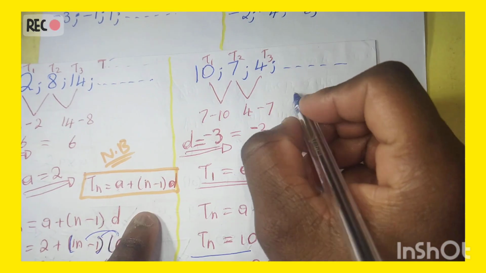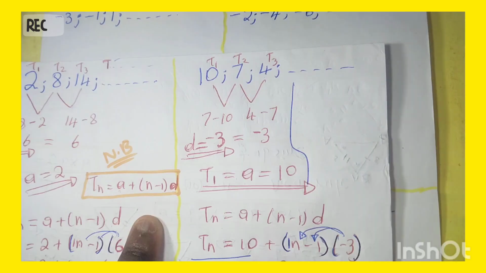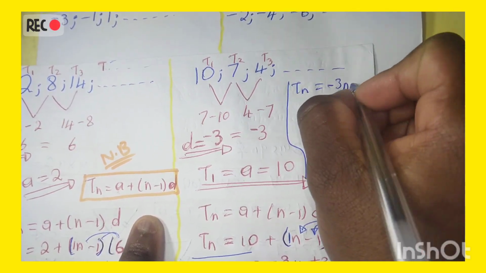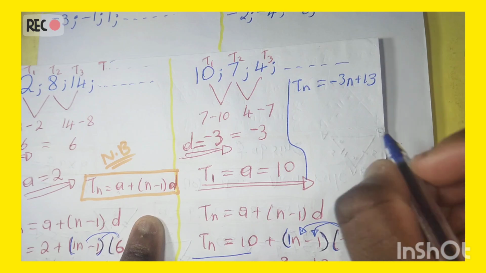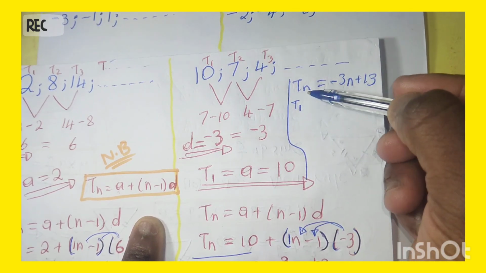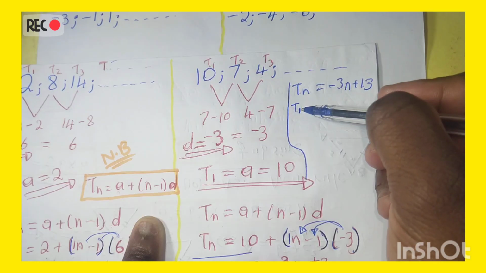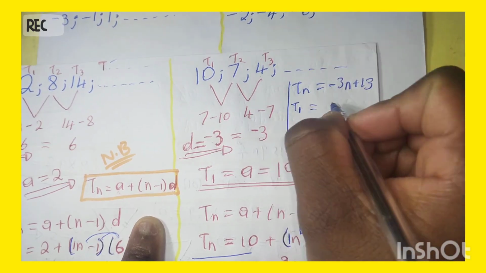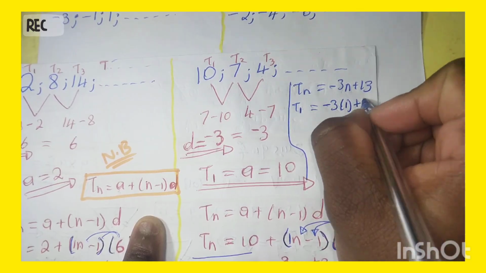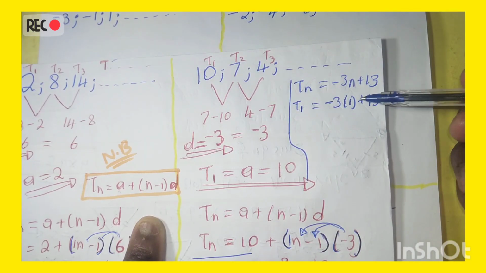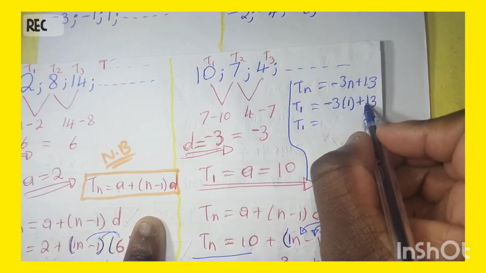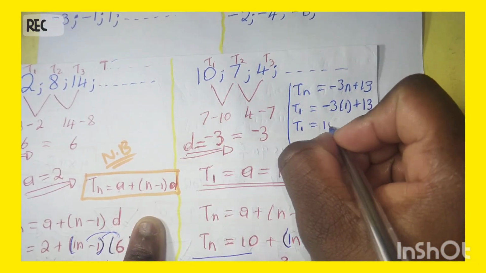Let me come and write this thing here with a blue pen. So here I got my general equation, which is -3n plus 13. So I know that on term 1, meaning that where there is n, I can put that 1 there. Where there is n, I'll put that 1 there, according to the equation. And the moment I put that 1, when I press, it will give me that 10 there.